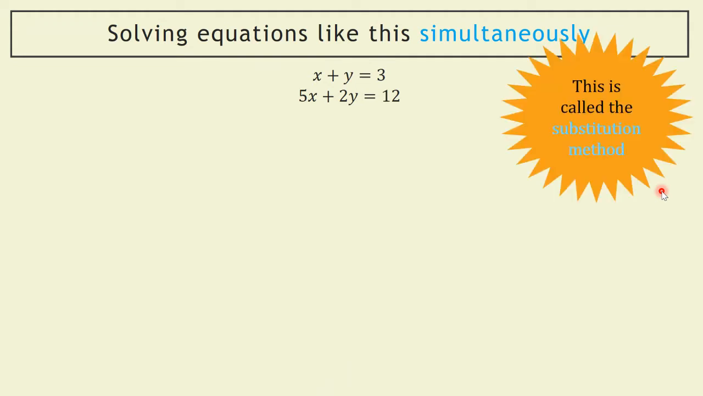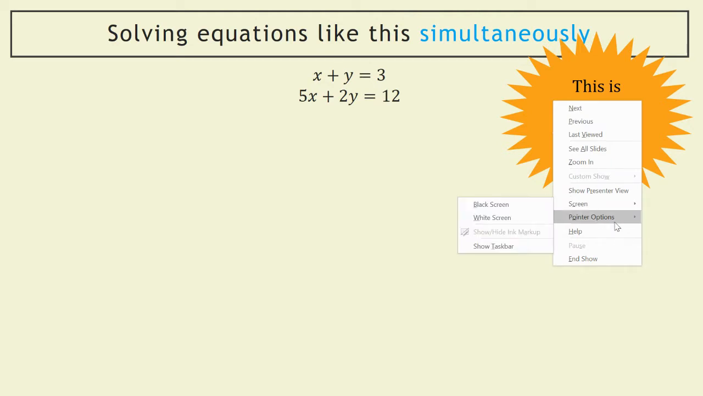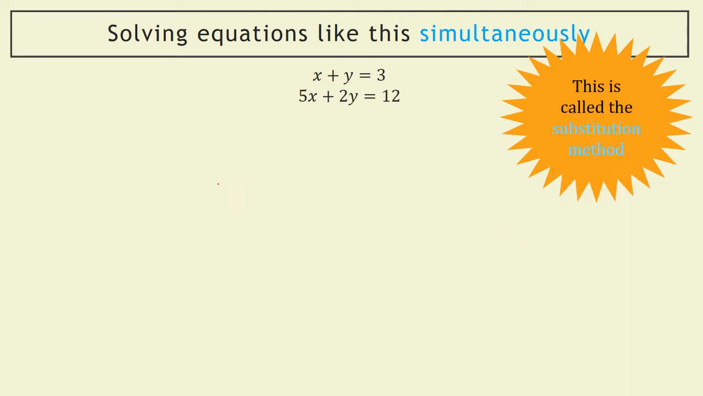So this method is called the substitution method that we're going to look at. There are 2 methods, really, 2 big methods for solving simultaneous equations. We'll look at another one later on. This one's called the substitution method. And I'm going to go through this. I'm going to change to a pen and I'll go through this one with you slowly.